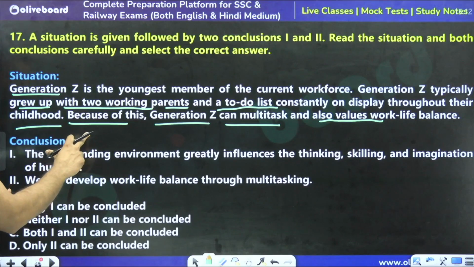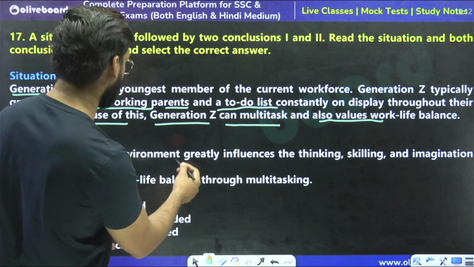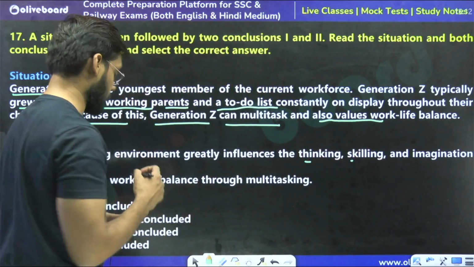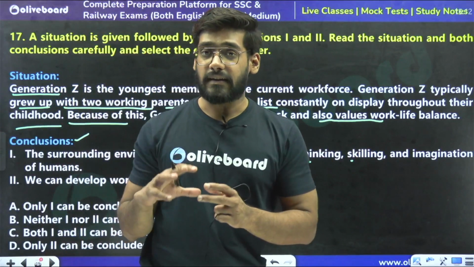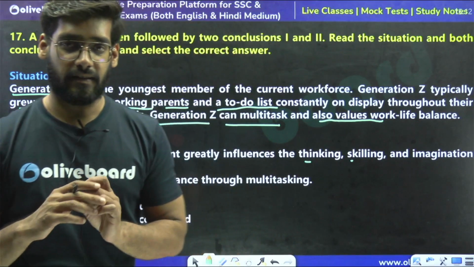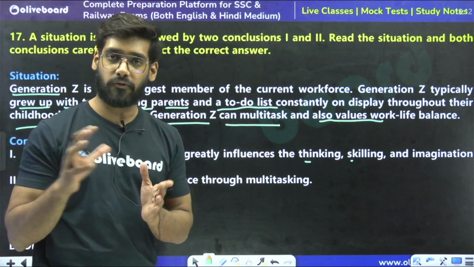Conclusion. The surrounding environment greatly influences the thinking, skilling and imagination of humans. We can conclude that the generation Z parents were the working parents, right? And what were their surroundings? Their surroundings were from their parents.